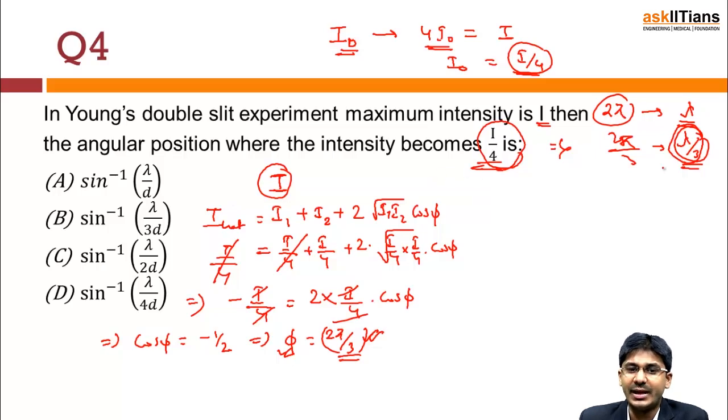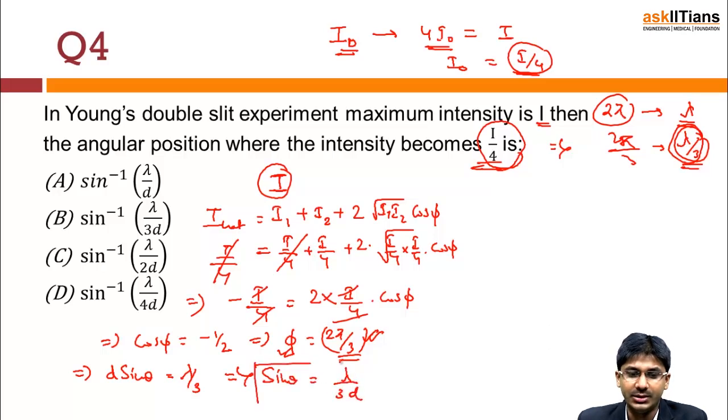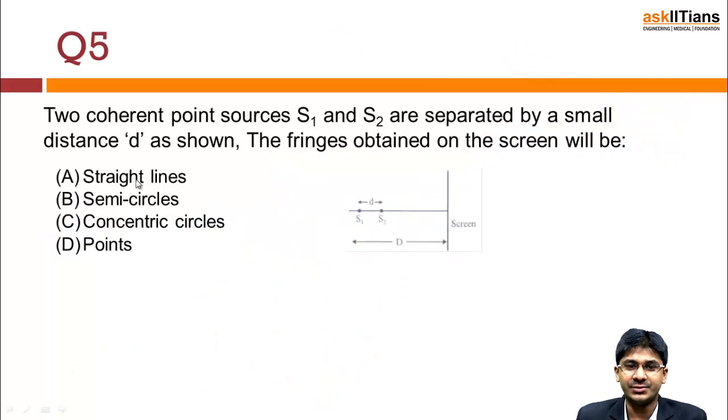So if the path difference is lambda by 3, that means d sin theta, which is equal to the path difference given to you, is lambda by 3, right? So sin theta can be written as lambda by 3d. Now if sin theta is lambda by 3d, the question being asked is the angular position, the theta. So theta will be sin inverse lambda by 3d. So which of the answers? Okay, so B is the correct answer. So we got this option. Let's move to the next question.